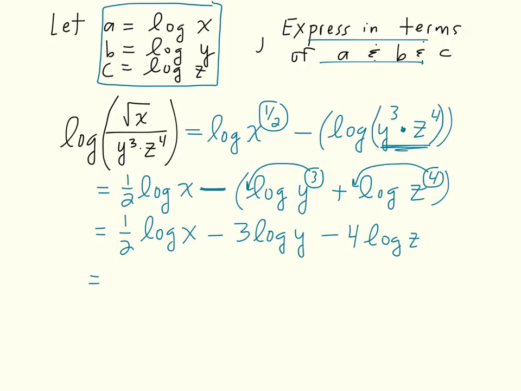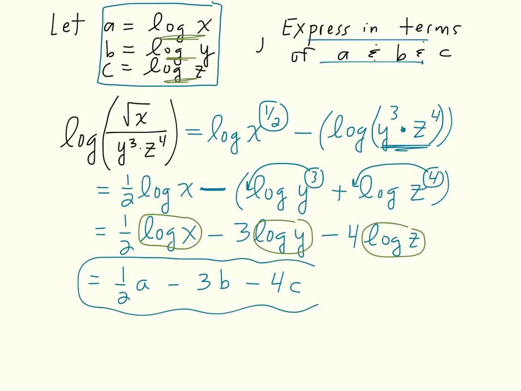Then from there, we can now substitute in for log of x, log of y, and log of z, what we see up above here. So we'd have 1/2 a minus 3b, and then minus 4c. That would be our final answer expressed in terms of a, b, and c. So you're just using your basic log properties to rewrite it in a form where you could then substitute in and express it in the desired form.